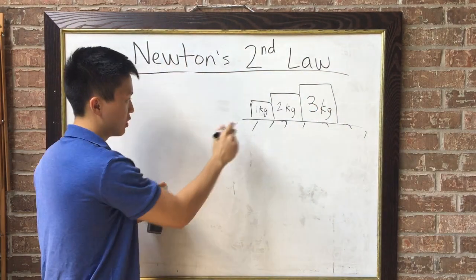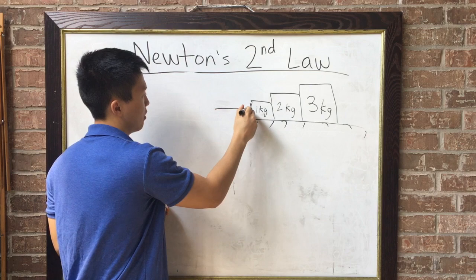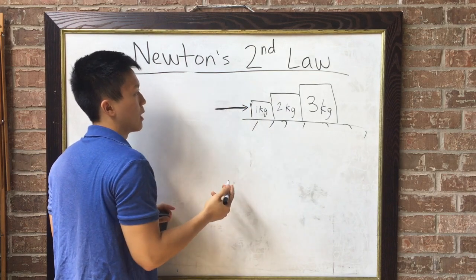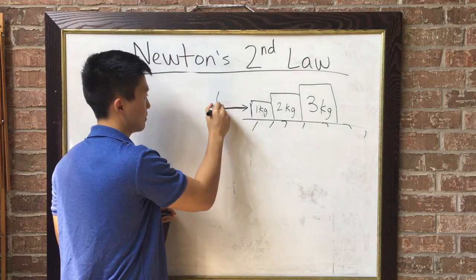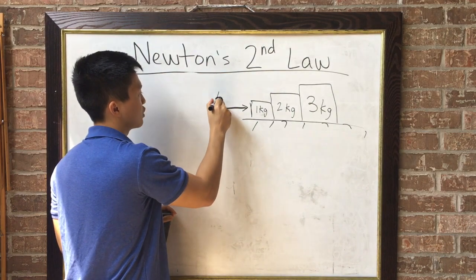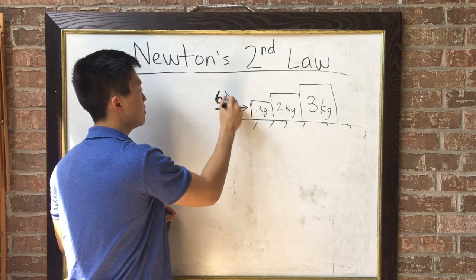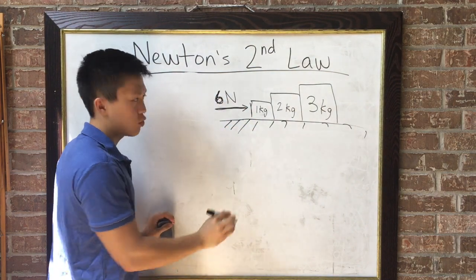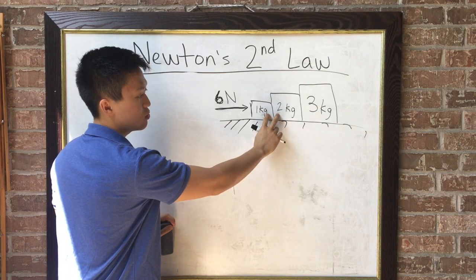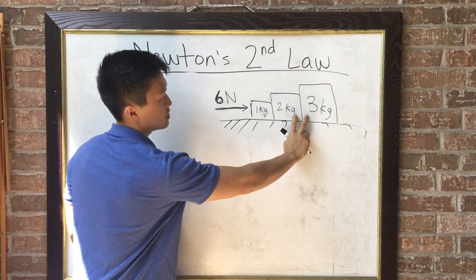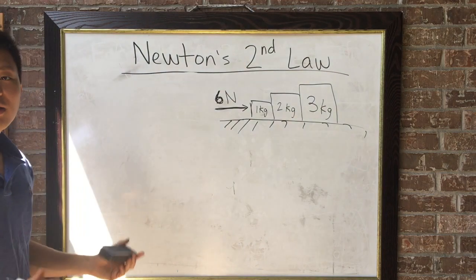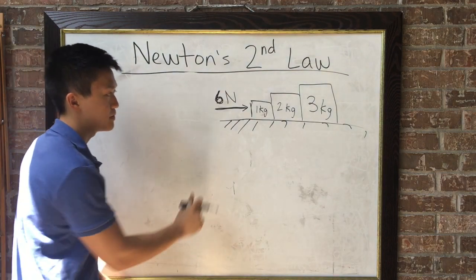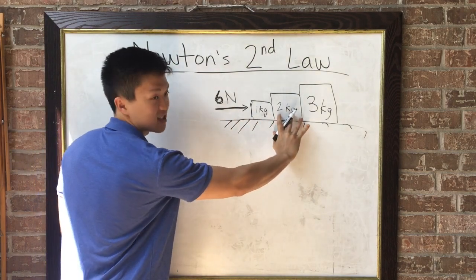And we push horizontally on this first block with a force of, let's say, 6 newtons. So I'm introducing some actual numbers here. Now the problem asks, what is the force between these two blocks, and what is the force between these two blocks? So now let's do Newton's second law for this 3-block system.